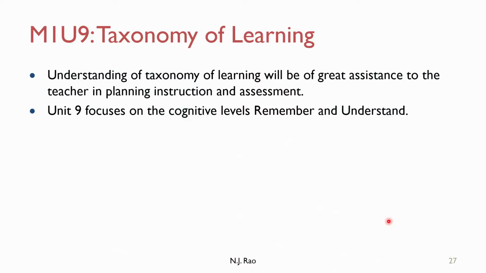And in the next unit we will move on to the taxonomy of learning. Understanding the taxonomy of learning will be of great assistance to the teacher in planning instruction and assessment, because teachers will have to communicate with other teachers, or with the students, and you require a precise language for that communication, and taxonomy of learning will provide that. Unit 9 focuses mainly on 2 cognitive levels, that is remember and understand. Okay. So, that will be the goal of the next unit.